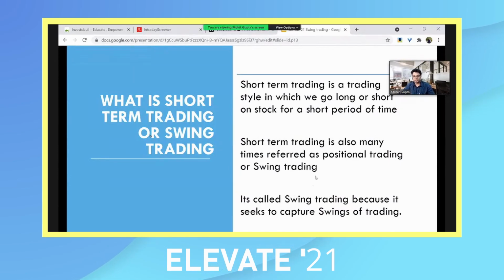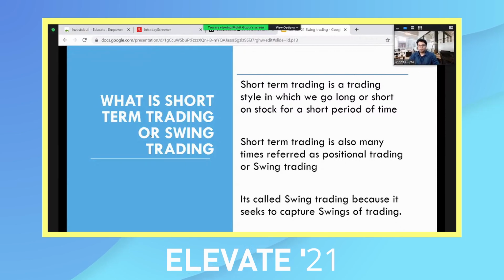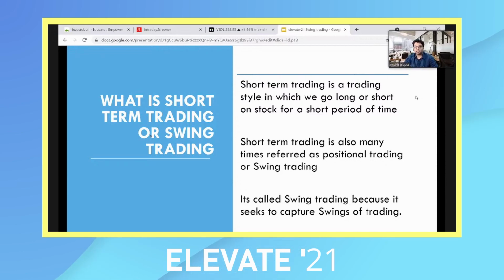So first of all, let me take you to the definition of short-term trading, especially for people who are new or who are not familiar with trading. When we talk about short-term trading, it means a trading style in which we can go long or short for a short period of time. Now this definition of short period is not very well defined, it's subjective. We can even hold for 1 or 2 days. We can even hold for 15 to 20 days. We can even hold for 3 months to 6 months also.